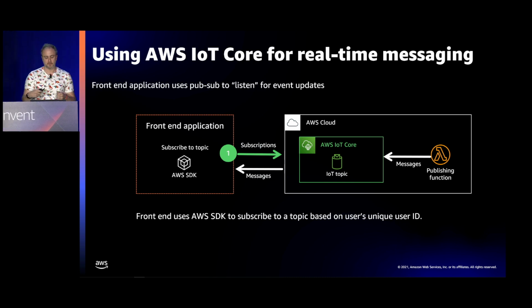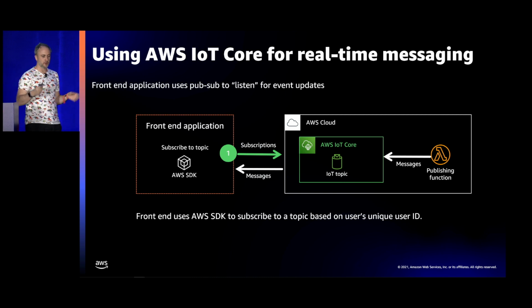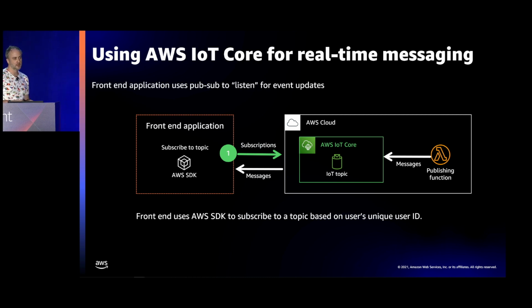Here's how we do it. So we use IoT Core for real-time messaging. IoT Core is another service on AWS. We use the AWS SDK to set up this WebSocket connection via IoT Core. It's a pub-sub connection that allows your front end to then listen for updates from an IoT Core topic.